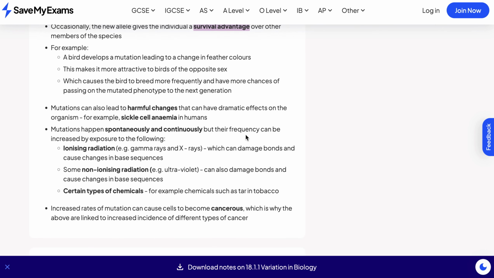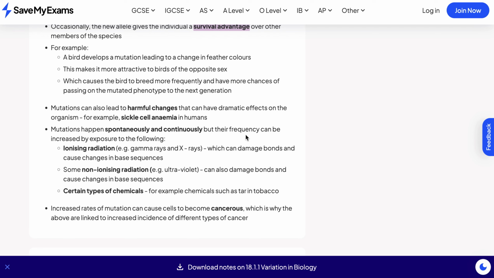Mutation can also lead to harmful changes, not only positive change. It can lead to harmful changes that have a dramatic, very severe effect on the organism. A good example is that it can lead to sickle cell anemia in humans. So you can get yourself mutated to a degree that you have sickle cell anemia. Sickle cell anemia is a topic for another time. It's a big problem. You now have SS.